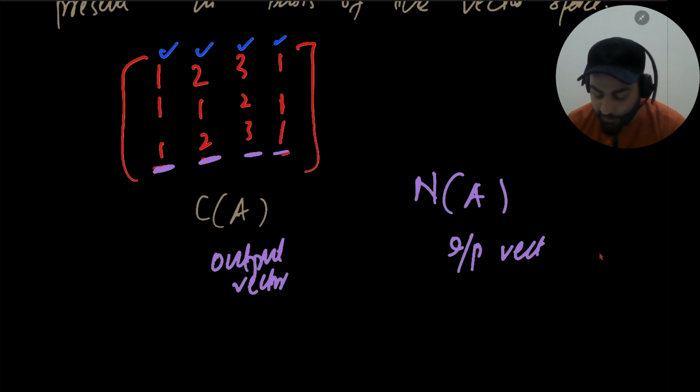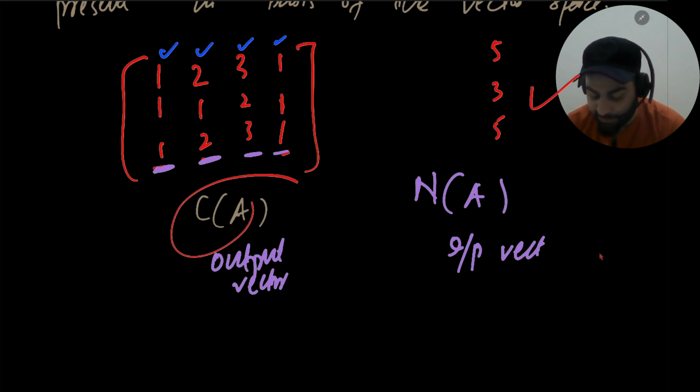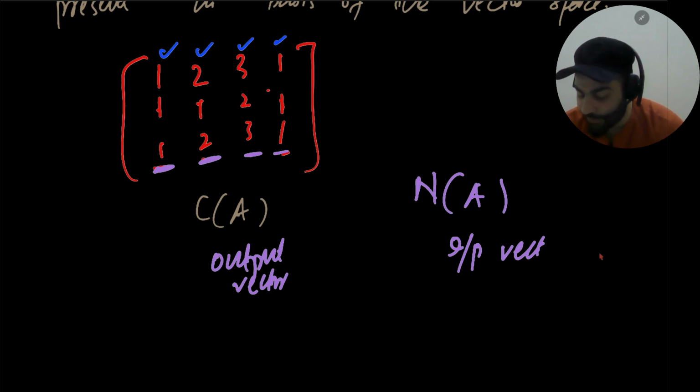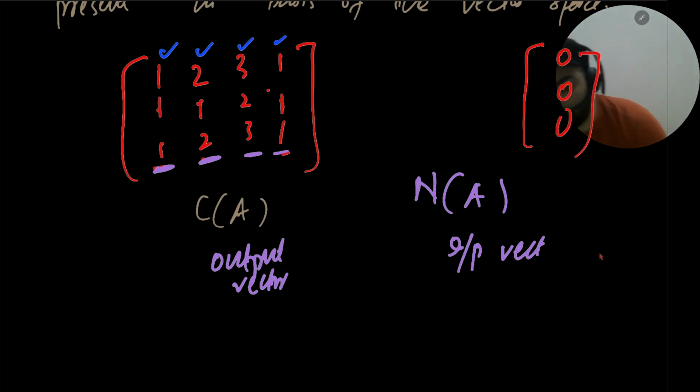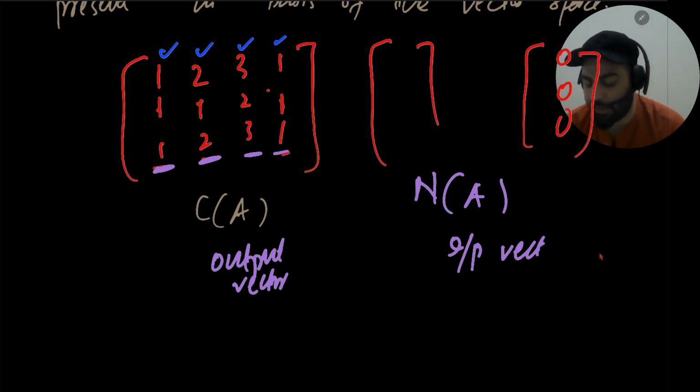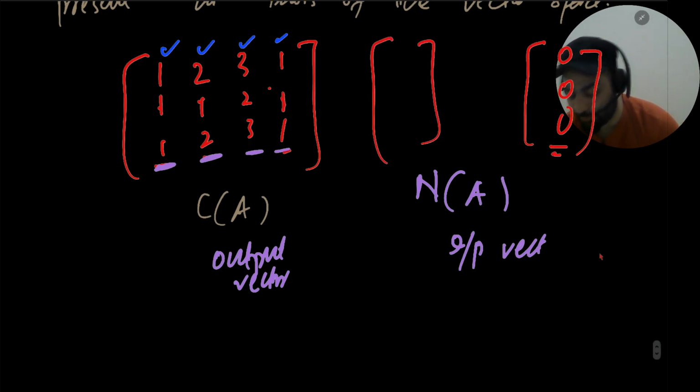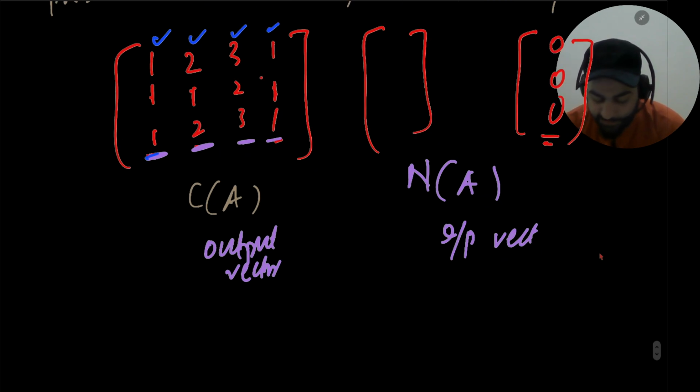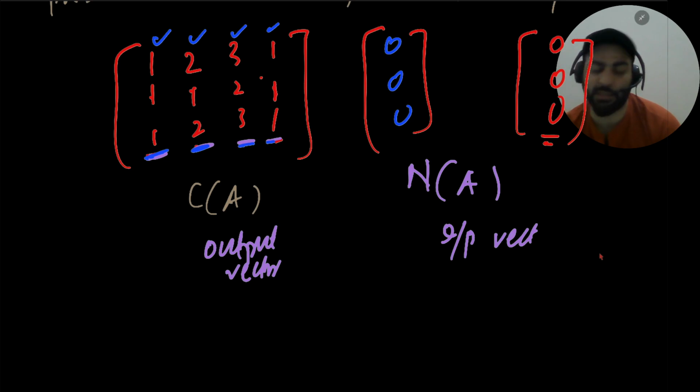So if somebody asks whether 5 3 and 5 is in the column space, yes it is. Why? Because I can take a linear combination to reach this. Now the question is that I have to reach 0 0 0. Can you give me at least one vector by the help of which I can reach 0 0 0? The obvious one is to take 0 of this, 0 of this, 0 of this, 0 of this. So 0 0 0 will always be in the null space.